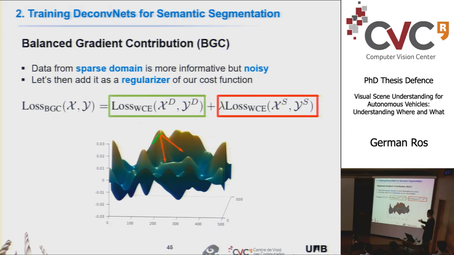In practice, this can be easily implemented if you know the equivalence between the lambda and the batch size. You can actually just implement this by having a fixed number of images from the dense domain and a fixed number of images from the sparse domain. You just need to find the balance that is usually linked to this lambda. But this way is much simpler to optimize, so you don't need to care about the proportion of images.